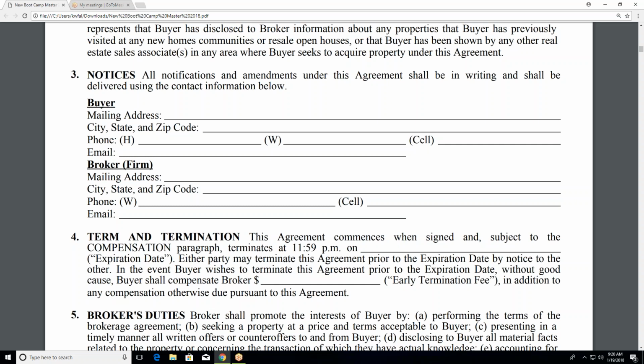Okay. So any questions about paragraphs 1 through 3, anyone? Okay. So paragraph 4, term and termination. This agreement commences when signed and subject to the compensation paragraph, which we'll get to later, and expires at 11:59 p.m.